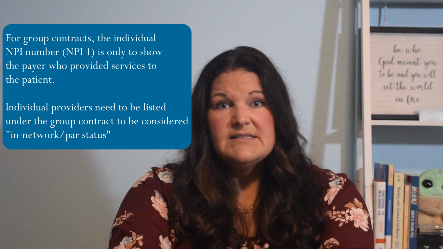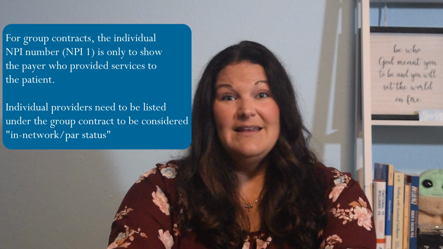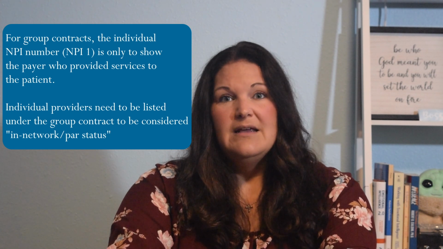So just picture an umbrella. This would be your business, and then each individual provider that you employ would be listed underneath that. And you have to do this because if on the claim, the rendering provider's number, NPI 1, does not match any of the NPI numbers that are listed under your group contract, they will deny the claim as out of network, or they will process it as out of network depending on the patient's benefits.